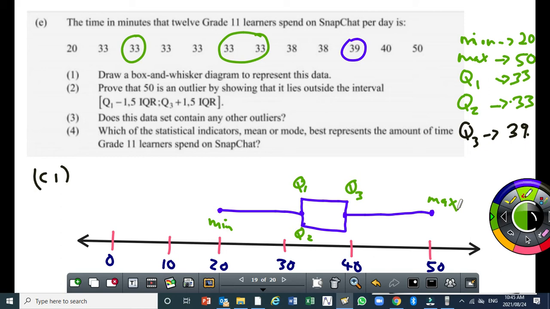Right? Then the second question, so this is E1, prove that 50 is an outlier by showing that it lies outside the interval. Right? So we need to determine what is the interquartile range, IQR, first. Right? Then we have to use this expression Q3 plus 1,5 times IQR to prove that it's an outlier. Right? Let me move on to the next page. So on the next page, I hope you did this already. You should have done it anyway.